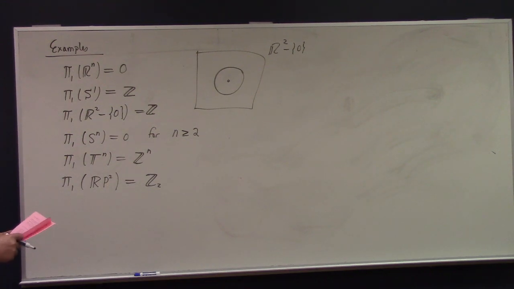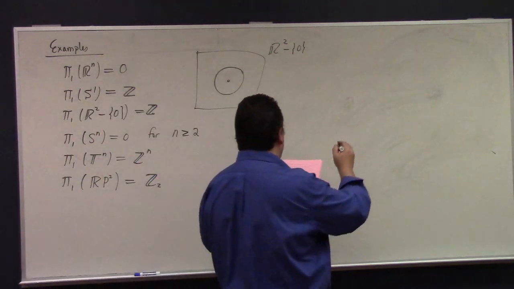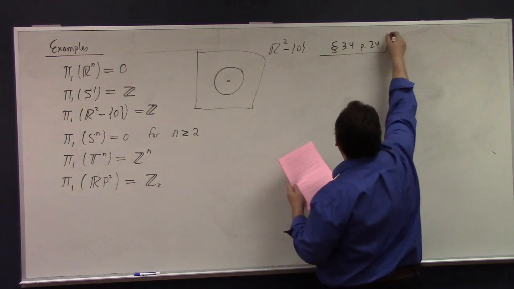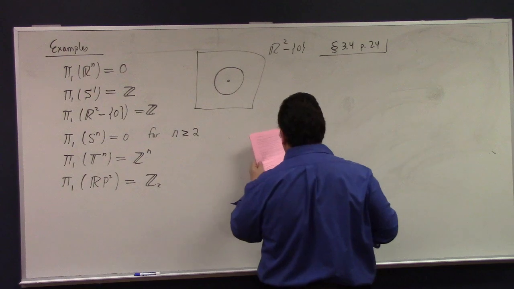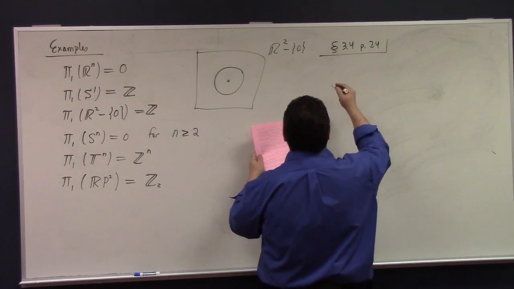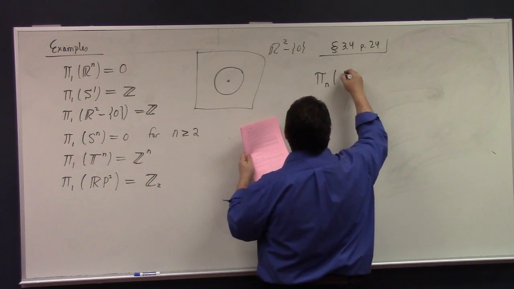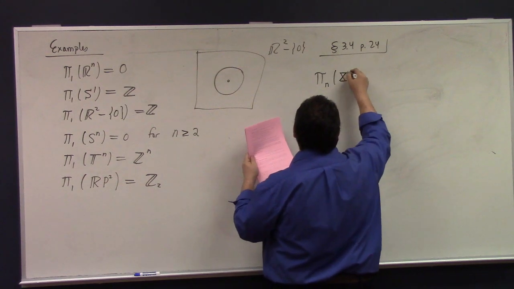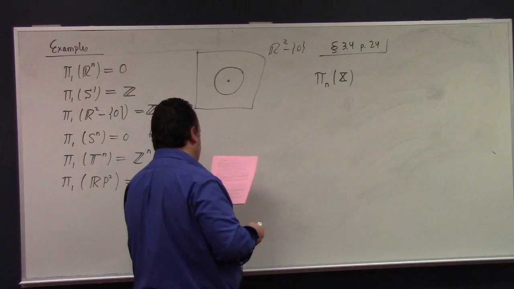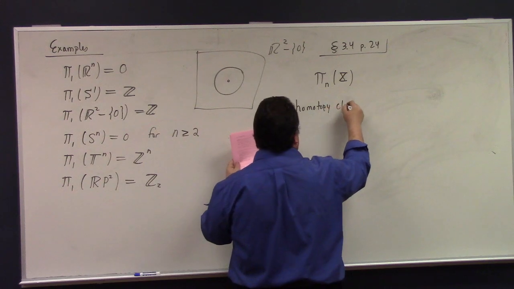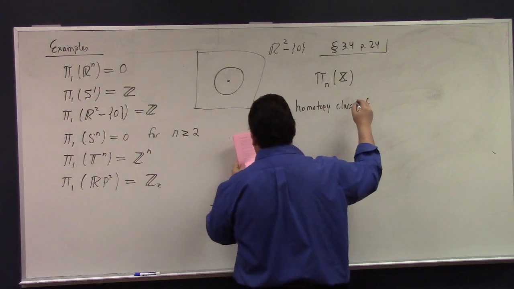What I wanted to get to, jumping ahead just a bit here, was his section 3.4 on page 24. So we've talked about the fundamental group, right? So what's beyond that? You can talk about the nth homotopy groups, pi n, of a space, right? What would that be about? He says it's about homotopy classes of maps.